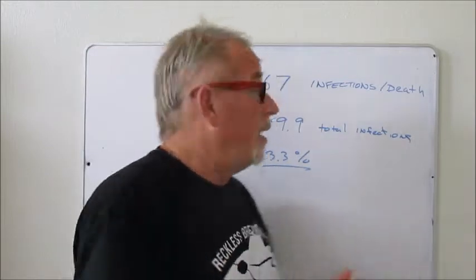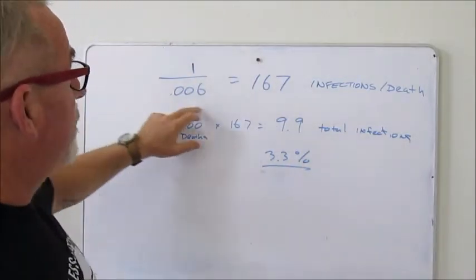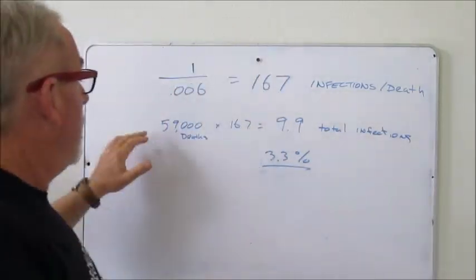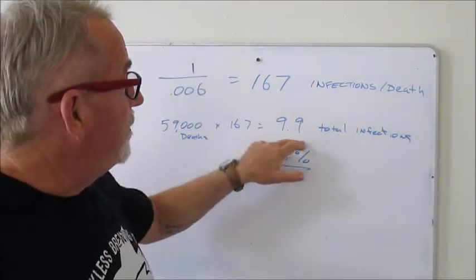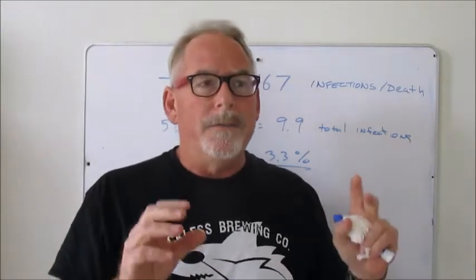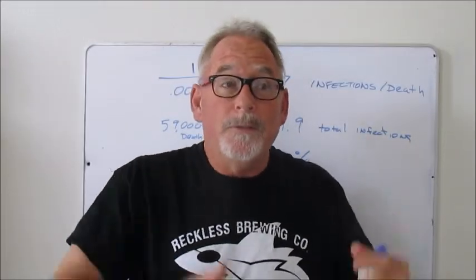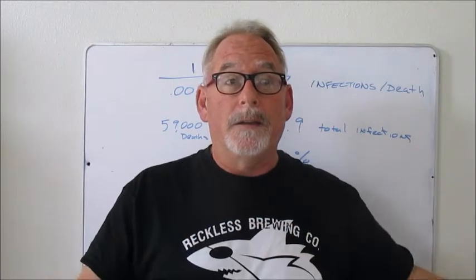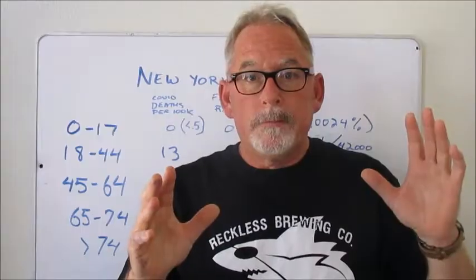And so the way you do that, you divide by 0.6%, you get 167. That means 167 infections for every person that died. 59,000 deaths in the United States times 167 gives us 9.9 million total infections, which is 3.3% of the population of the United States. So it's still a very small percentage of the U.S. as a whole, compared to New York, which is 14% for the state and 21% for the city.